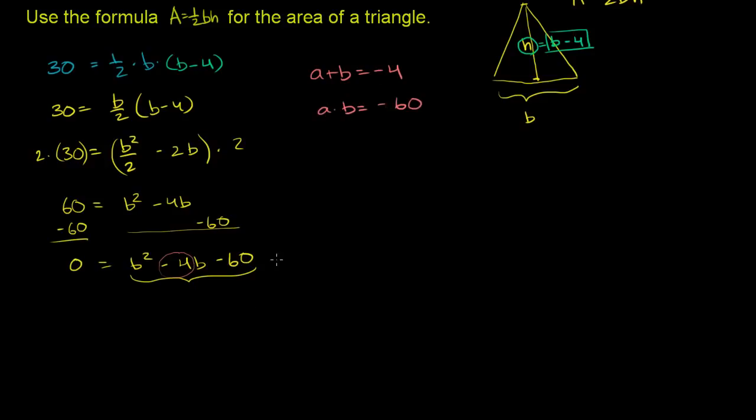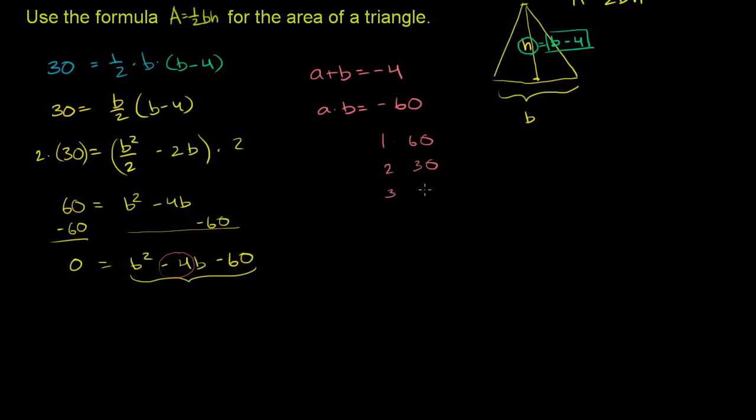Now, given that their product is negative, we know they're of different signs. And this tells us that their absolute values are going to be 4 apart, that one is going to be 4 less than the other. So you can look at the products of the factors of 60. 1 and 60 are too far apart. Even if you made one of them negative, you would either get positive 59 as a sum or negative 59 as a sum. 2 and 30, still too far apart.